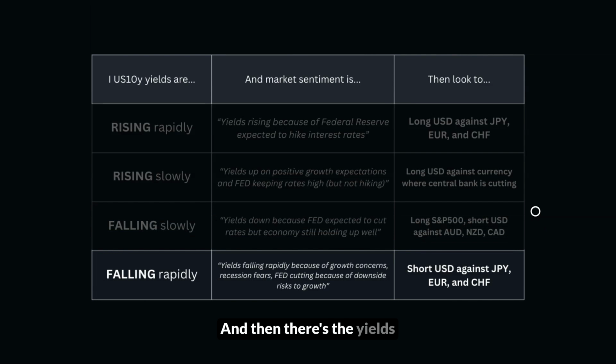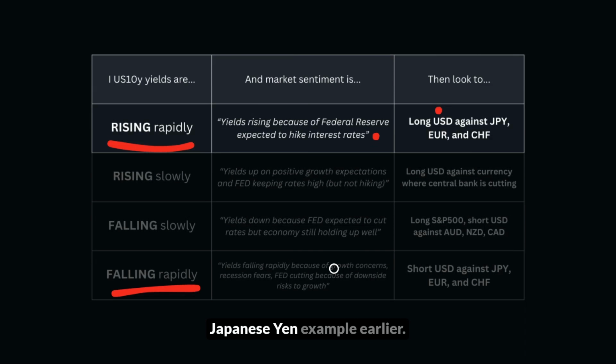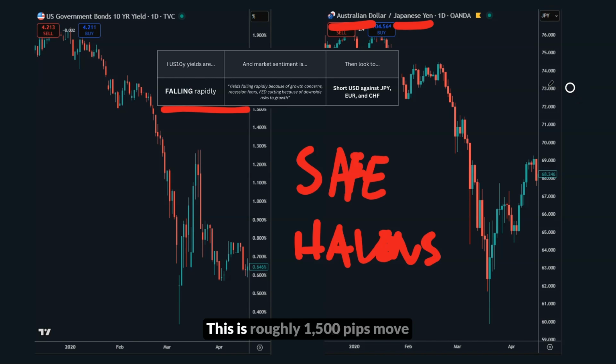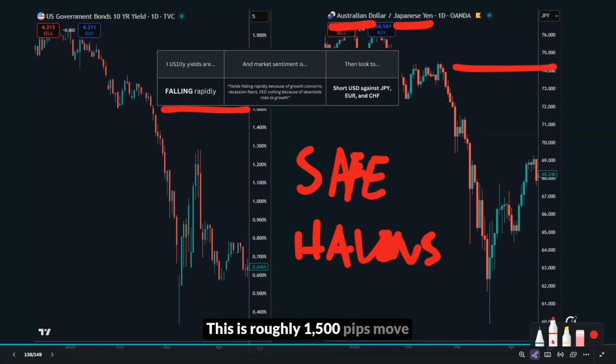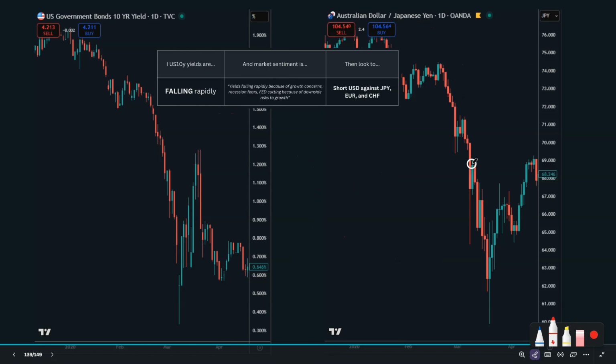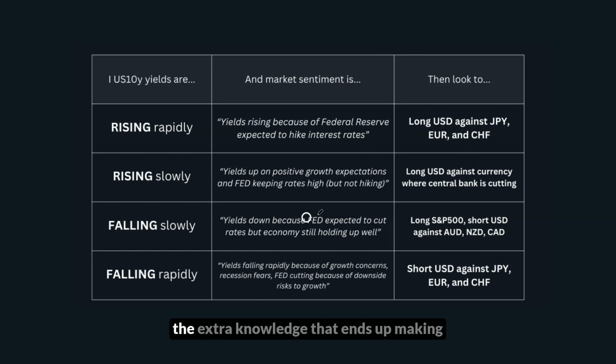And then there's the yields falling rapidly scenario. This is the growth fear scenario, the flight to safety, the carry unwind. High beta currencies get hit the hardest against the Swiss franc, the Japanese yen, and even the euro at times. This is where moves happen really, really fast. You've seen with the Australian dollar against the Japanese yen example earlier, this is roughly a 1,500 pip move lower in a month, a month and a half, maybe even less. So screenshot this table because this is the extra knowledge that ends up making a difference in your trade decisions.